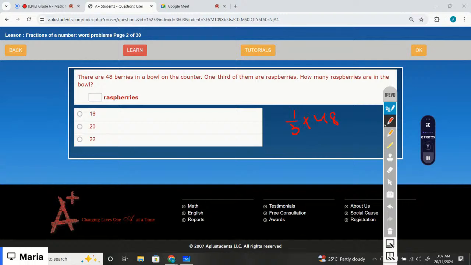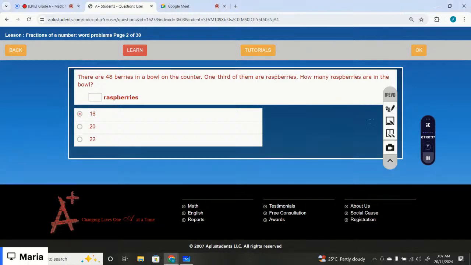The correct option is 16. 48 divided by 3 is 16. That means 16 of them are raspberries. Option number 1 is the correct option.